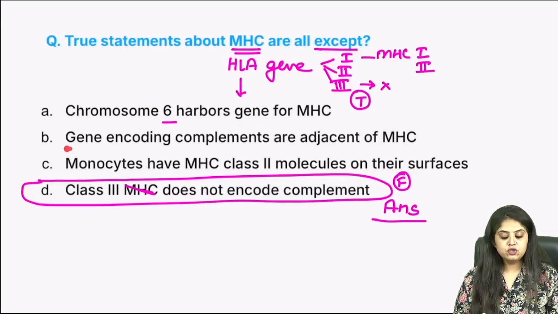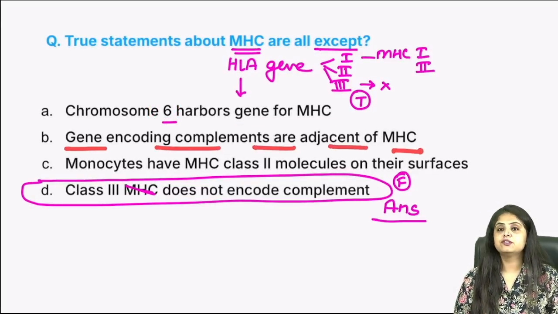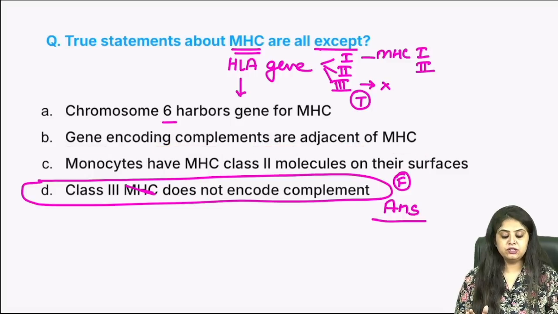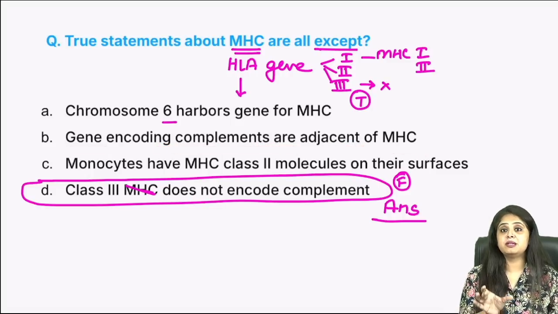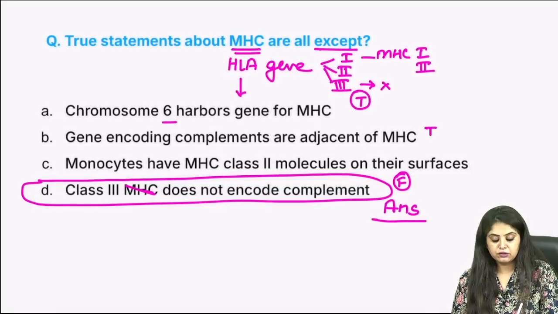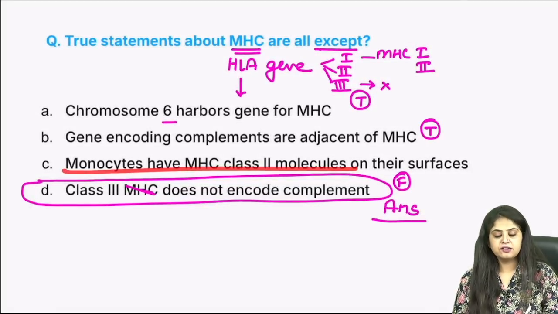That is correct. The genes encoding for complements are adjacent to MHC. Yes, MHC 1 and 2, and the genes encoding for complement are in the center, which is made by HLA gene 3. So this is also correct. Monocytes have MHC class 2 on their surfaces.